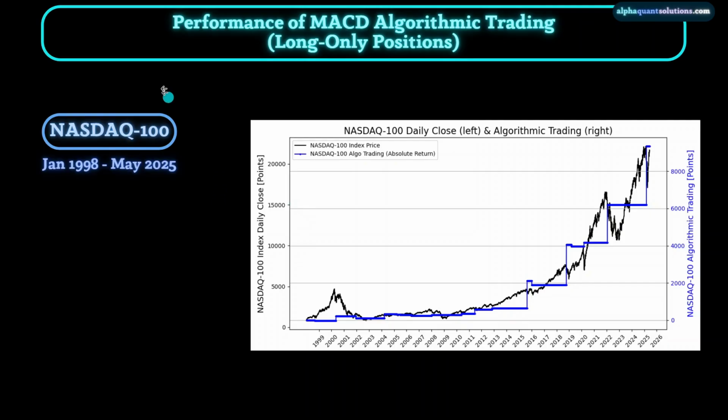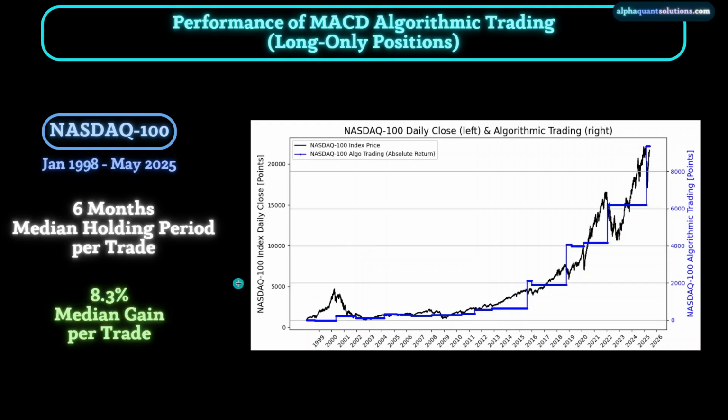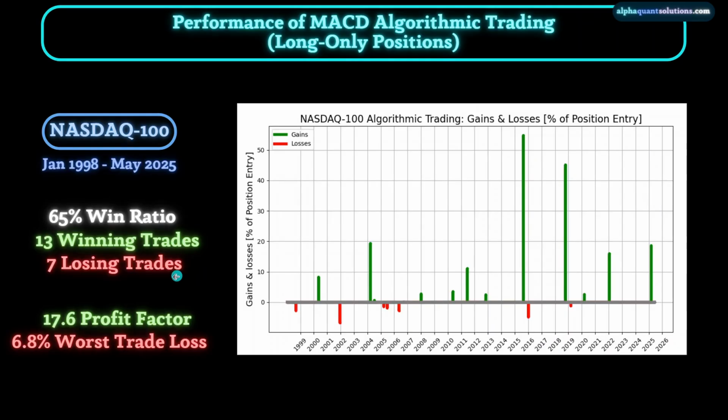In this video, we discuss the design and performance of a highly profitable MACD algorithmic strategy, of which the results are shown on this graph, with the black line being the Nasdaq-100 and the blue line the cumulative return of this strategy. And it's a strategy that exploits long-term alpha signals, where you can see here the median holding period is about half a year, and delivers a really high profitable risk-reward performance, where we have a profit factor of 17.6 for the Nasdaq.